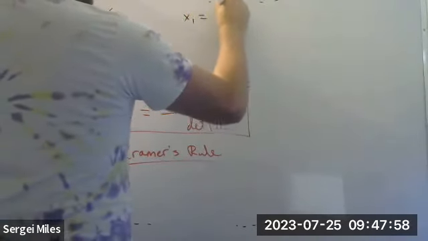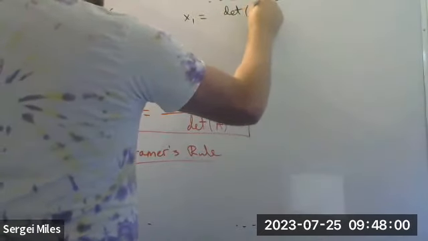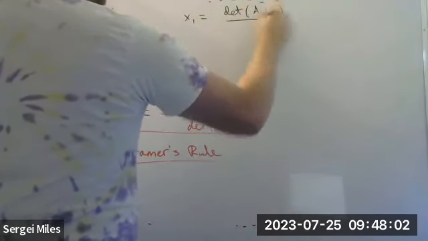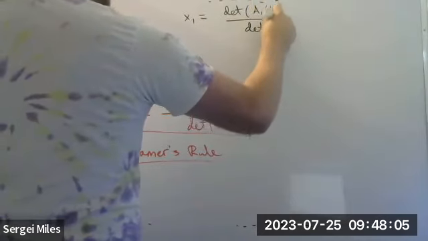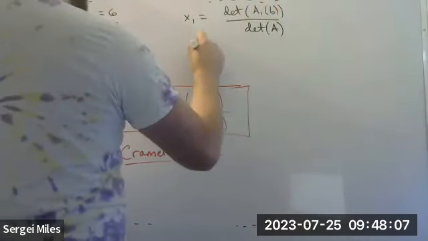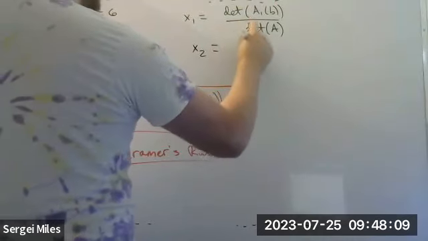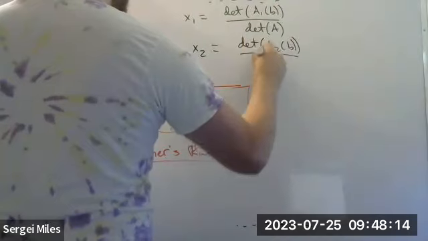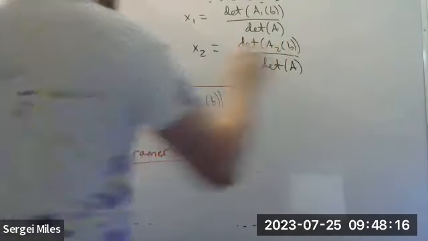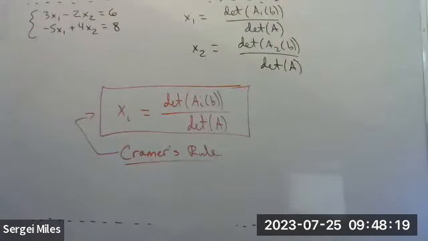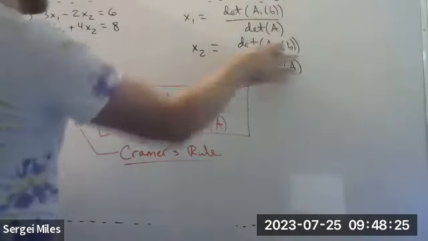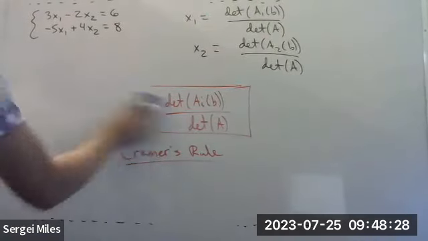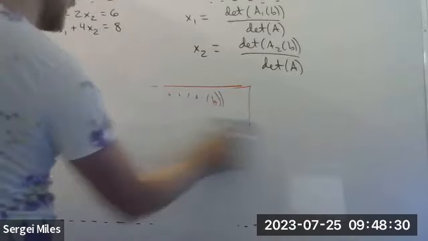x1 equals the determinant of A1 of b divided by the determinant of A. x2 equals the determinant of A2 of b divided by the determinant of A, right? If I can find these determinants, then I will know my final answer. Okay, I'm going to erase Cramer's rule since we have them written here now. You want to make sure you have this memorized. You're going to need that for the final exam.